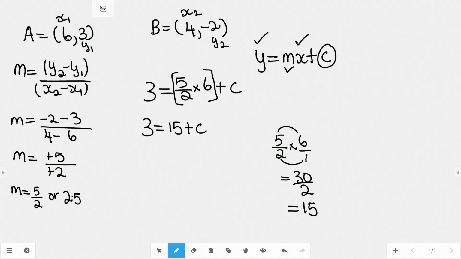Now if we want to find c, what c is, how could we get rid of this 15? In order for us to get rid of the 15, because it's a positive on this side, we could transpose it. And when we transpose any positive number or any positive term, it becomes the opposite of positive, which is just negative. Or if it's added and we transpose it, it subtracts.